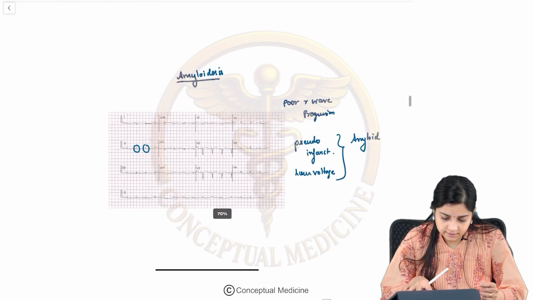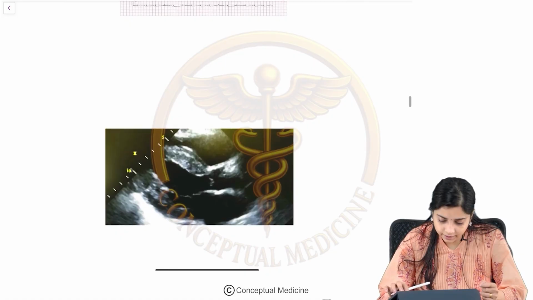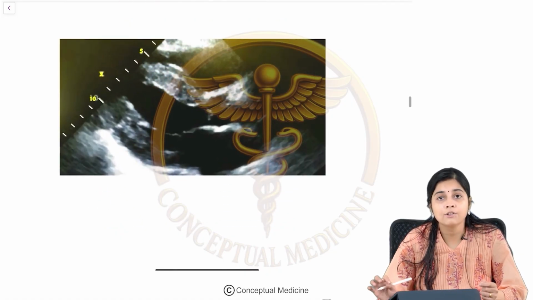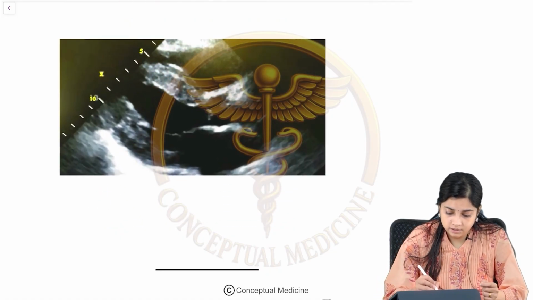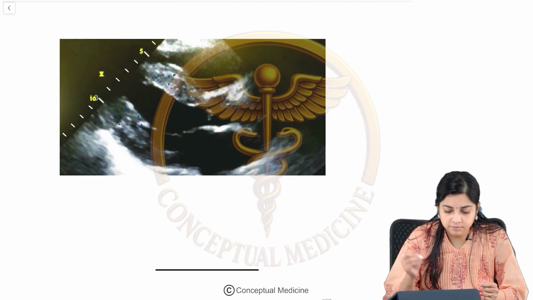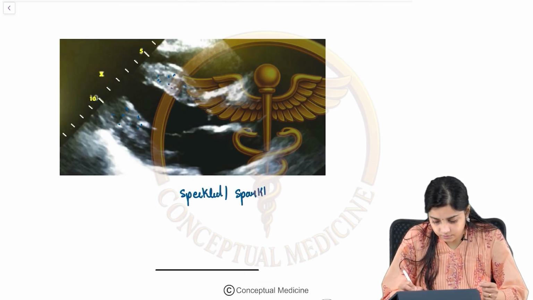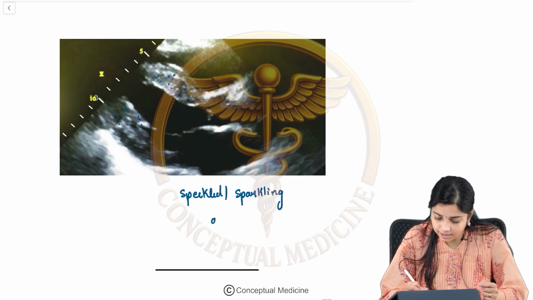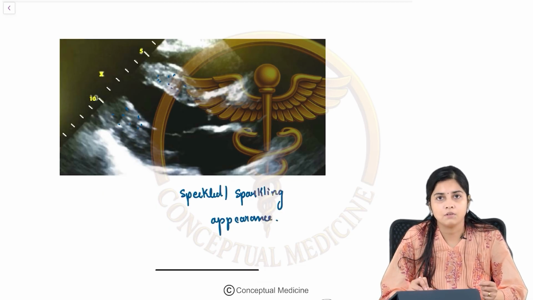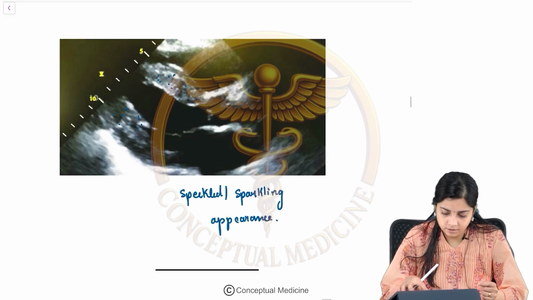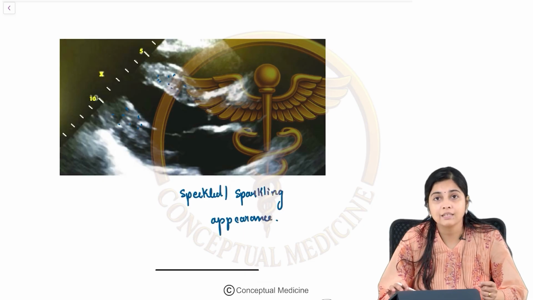Okay, fine. Now ECG is okay. Let us go to the echo finding. The classical echo finding that you see is, can you see that this is a speckled or a sparkling appearance? So a speckled or sparkling appearance on the echo is suggestive of amyloidosis.